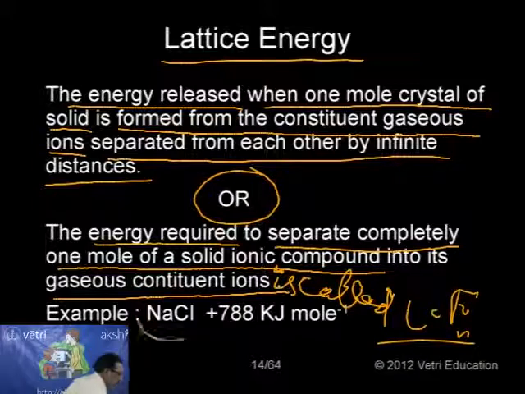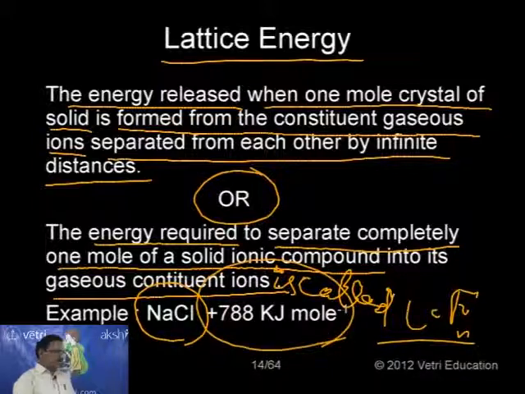Let me give an example, sodium chloride. Sodium chloride has an experimentally observed value of plus 788 kilojoule per mole. It is a very high lattice energy, because, as I have just discussed, the ionic strength is very high. So this is the experimental value, plus 788 kilojoule per mole. This is the lattice energy.